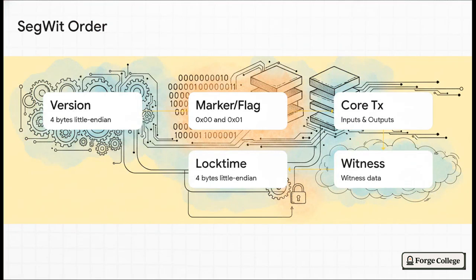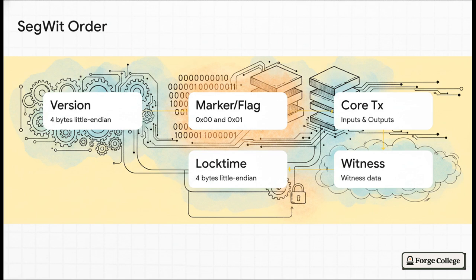All right, Section 4, the P2WPKH walkthrough. Abstract rules are great, sure, but practical examples are really what make these concepts click. So let's take everything we've just talked about and walk through a real-world SegWit example. A pay-to-witness public key hash, or P2WPKH transaction. Notice how the serialization order builds specifically for this format.